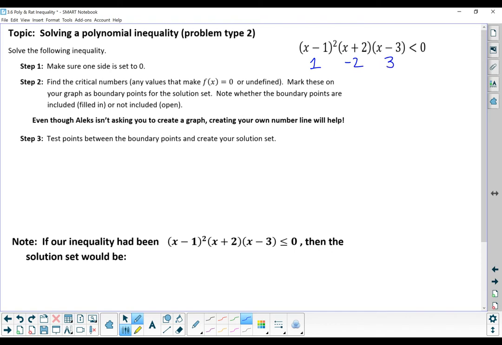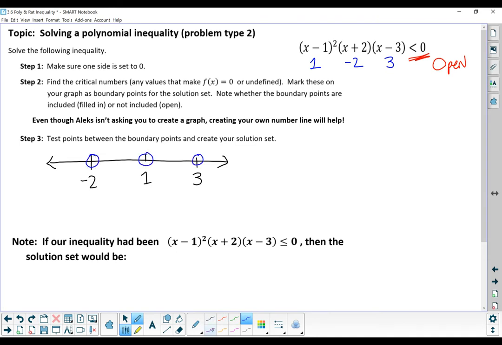This is a good example of where not to put your number line in an incorrect order, because I'm known to make that error sometimes. It's easy to make that error. Don't just start putting your numbers down like this, because they are not in the correct order. It's surprisingly easy to do. So -2 would be our lowest, then 1, and then 3. Now, this was strictly less than, so these are going to be open boundaries. So I'm going to put my open circles there.